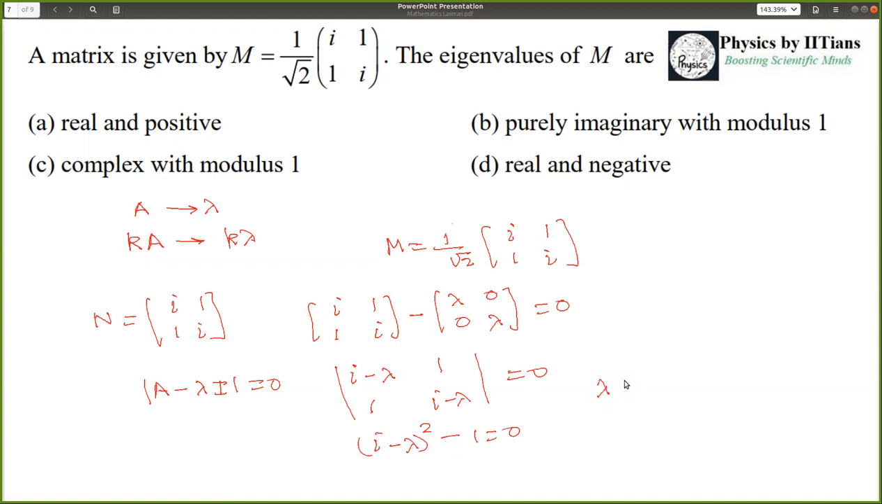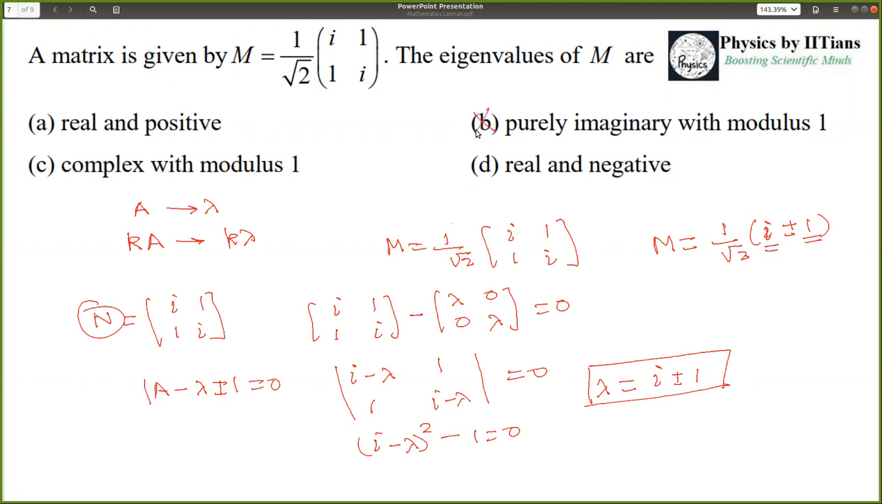So you will find two values of lambda, that will be iota plus minus 1. These will be the two eigenvalues for the matrix N, and for M you can simply multiply these values by 1 by root 2. So the matrix M will have eigenvalues 1 by root 2 times (iota plus minus 1). So these are complex eigenvalues, not imaginary. If they were imaginary, there would be no real part. But we have a real part as well as an imaginary part here.